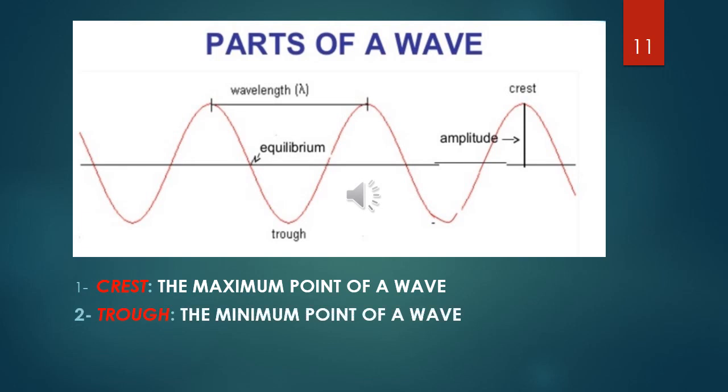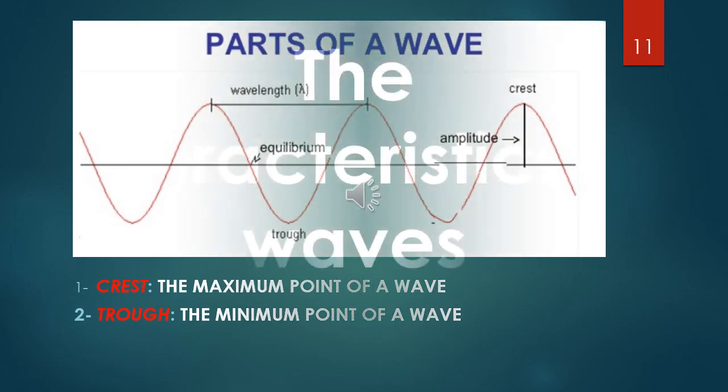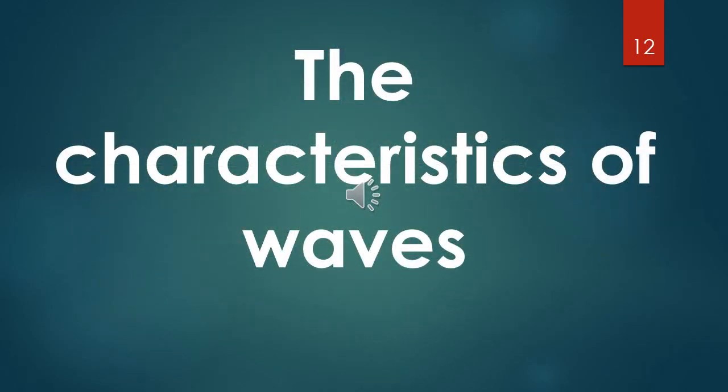As we see in this picture, the maximum point of the wave is called the crest, and the minimum point of the wave is called the trough. Now we will talk about the characteristics of the wave.